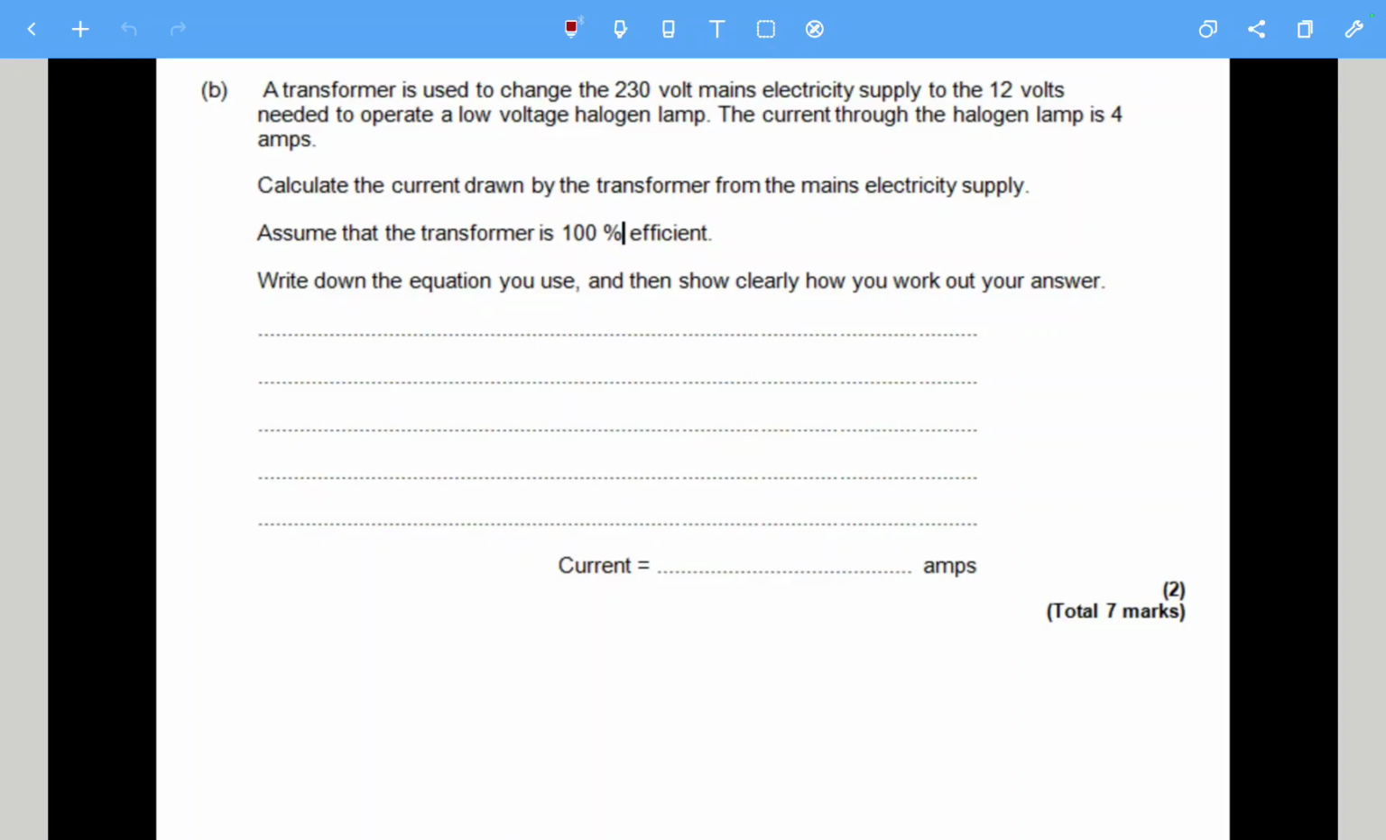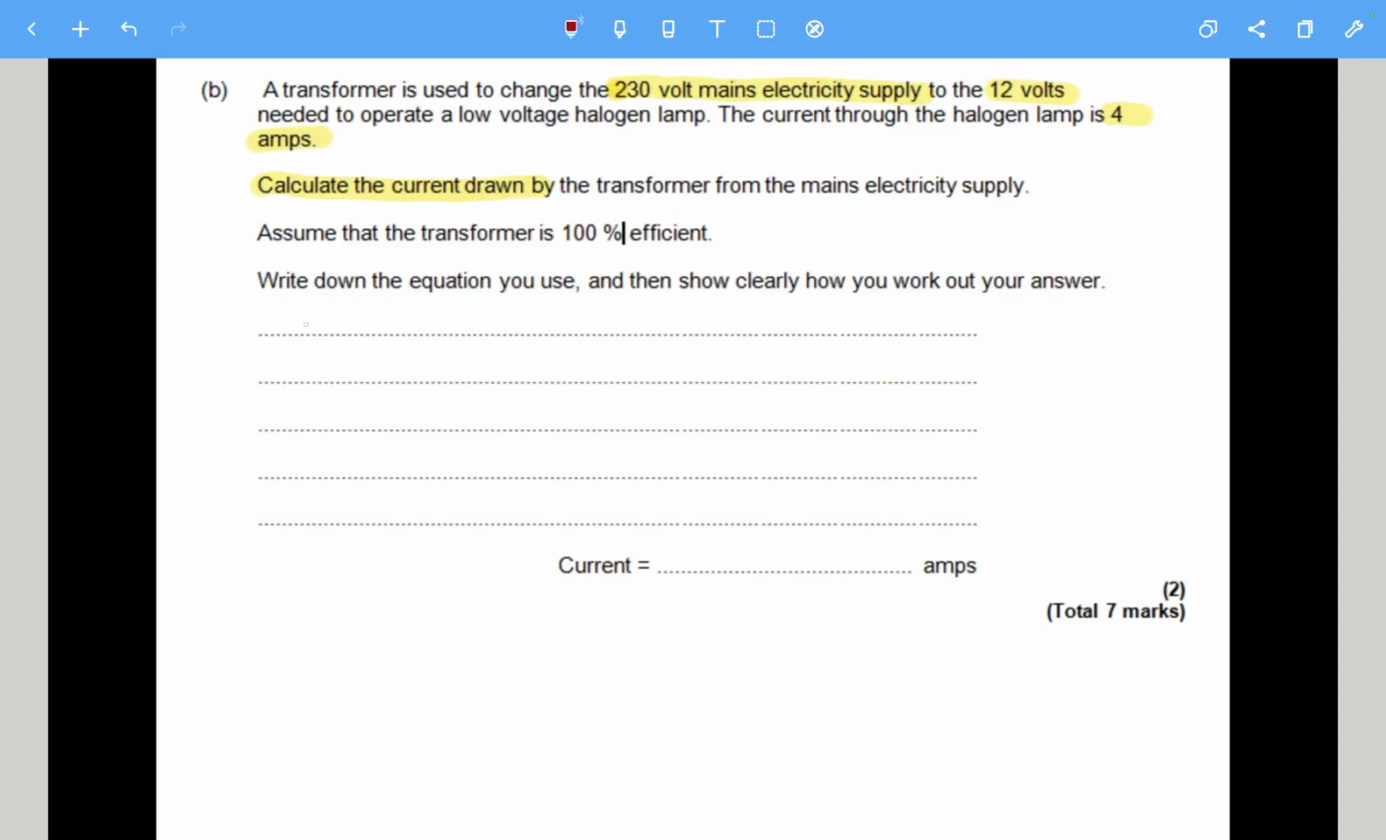So we're going to move on to this calculation. If you want to have a go at that one, and then I'll take you through the answer. A transformer is used to change the 230 volt mains electricity supply to 12 volts needed to operate a low voltage halogen lamp. The current through the halogen lamp is 4 amps. So what we need to do is calculate the current drawn. So that's the primary current.